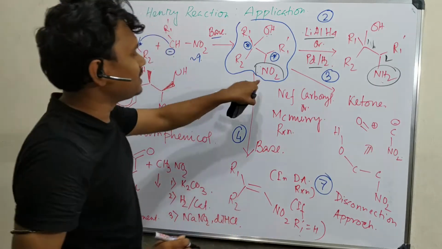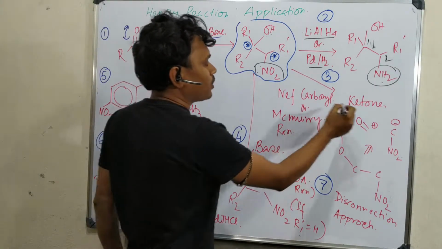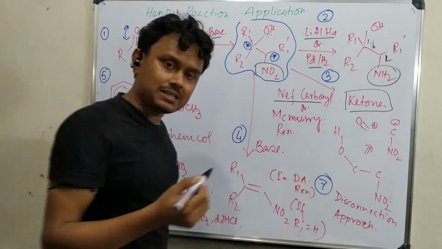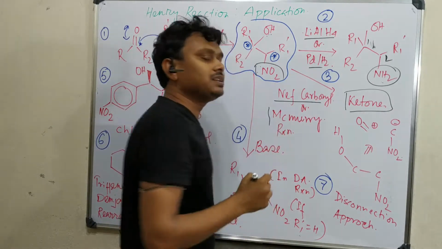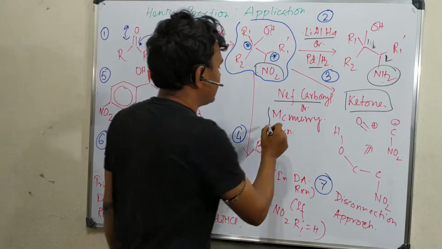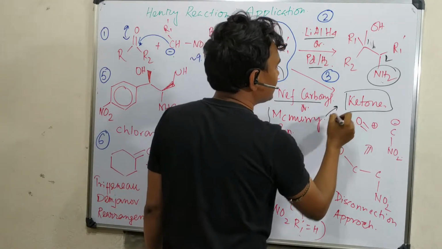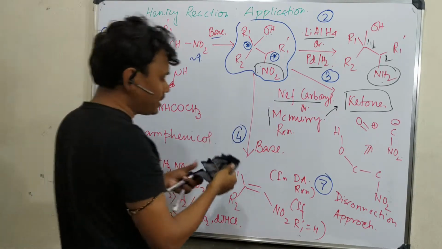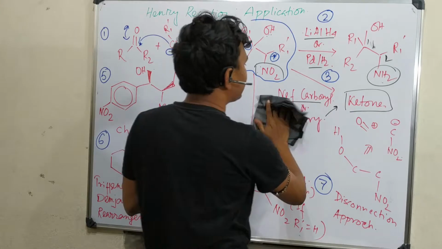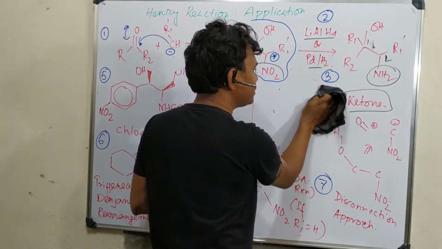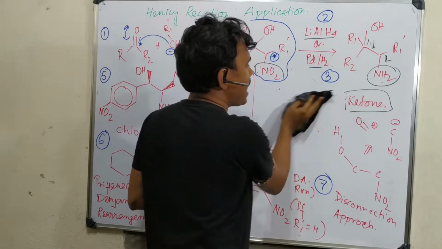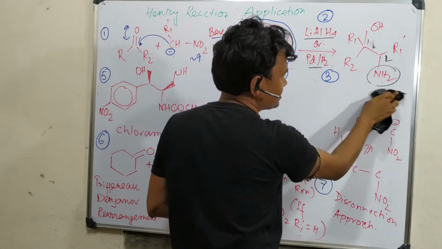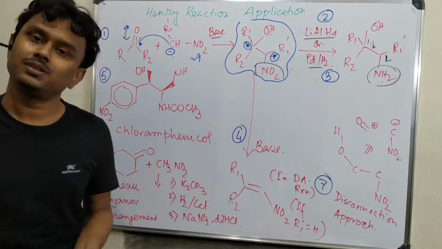Second, this nitro group could be utilized for the preparation of a ketone by the Nef carbonyl synthesis, which uses acid, or by McMurry coupling in the presence of a Lewis acid like titanium chloride. So it produces this final ketone. It's a very good method, as this nitro group could be converted into a very useful functional group like a ketone through the Nef carbonyl synthesis or McMurry coupling. Actually, I am not going to describe this method in detail here. I will make a dedicated video on it where I will explain this.